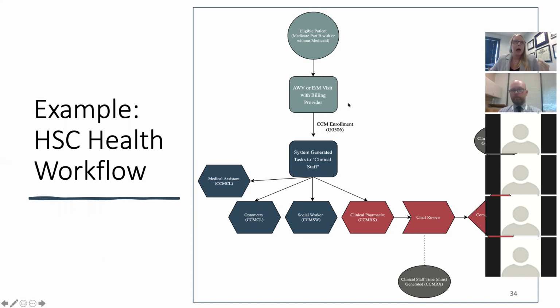We will enroll them by the billing provider during one of those visits with the billing provider, at which point that comprehensive care plan is developed and that G0506 code is submitted. Uniquely, at the time of the enrollment and this code being submitted, we have an automatic tasking process where the medical assistant, our optometrist, our social worker, and the clinical pharmacist are alerted to that patient's enrollment, igniting our participation in their care. Specific to clinical pharmacy, we actually have a chart review process where we will review the patient's medical records for any medication related problems.